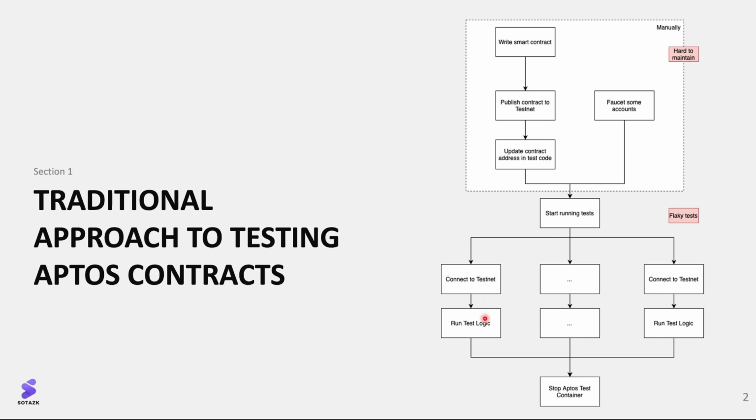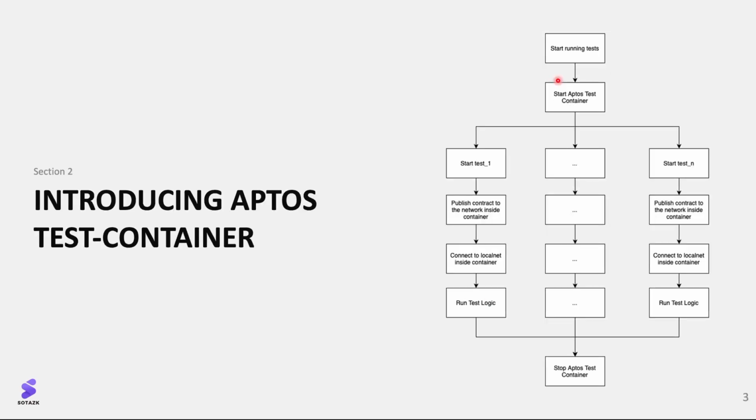This approach introduces several challenges. Manual contract management is time-consuming and prone to errors, leading to inconsistencies. No reset of contract states between test runs or even between individual test cases, which can result in data races or flaky tests. To overcome those issues, we developed Aptos Test Container.